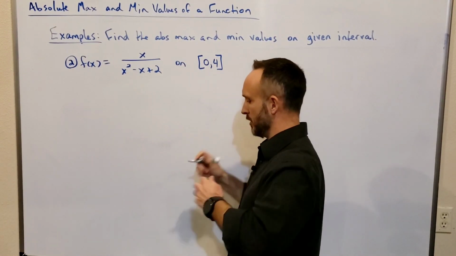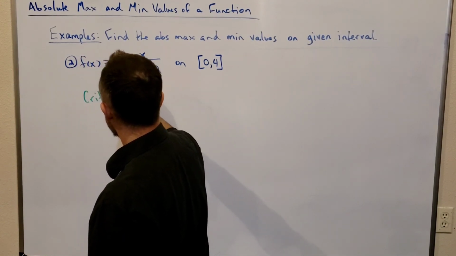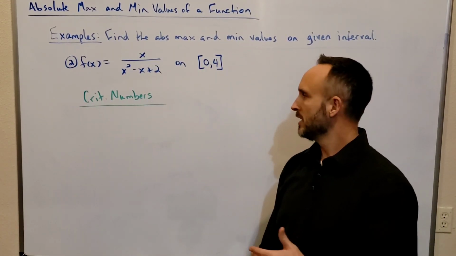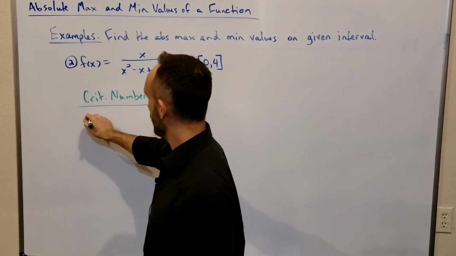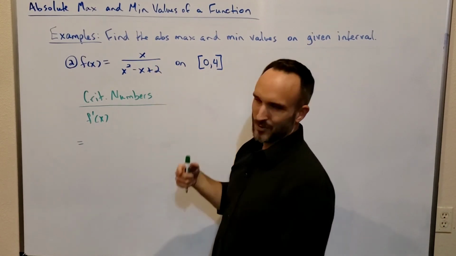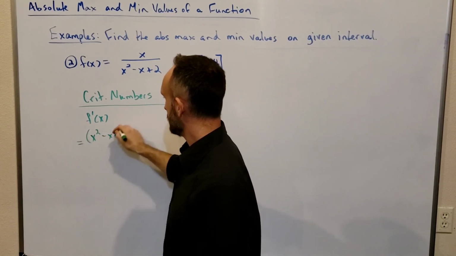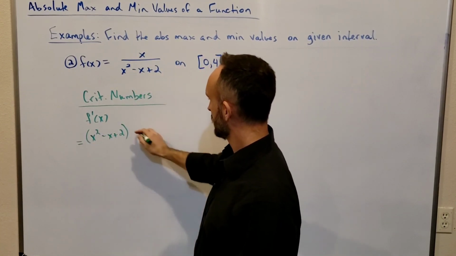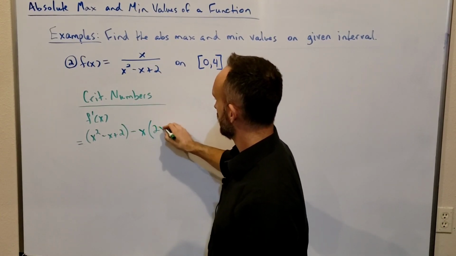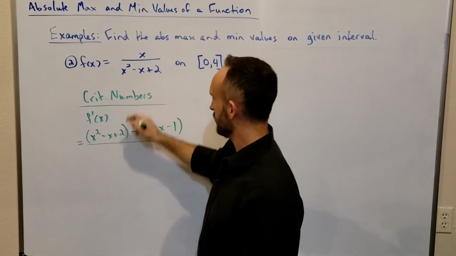So we need to know the critical numbers. If I want to find the critical numbers, I have to find the derivative and then determine where it equals 0 and where it does not exist. So I need to know f prime of x. To differentiate this, I have to use the quotient rule. So I'm going to have the bottom times the derivative of the top, which is 1, minus the top times the derivative of the bottom, which is 2x minus 1. And that is all over the bottom squared.